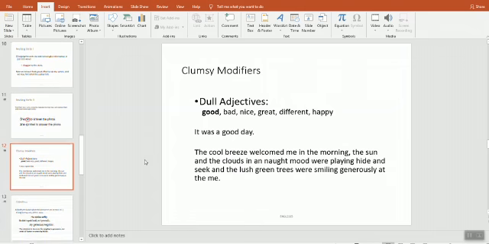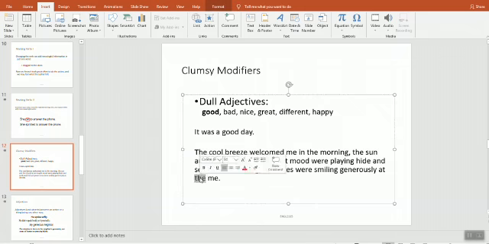And then, don't use dull adjectives. It is very common to say that it was a good day. Now, what's good about that day? Please describe. Please tell us what good thing it actually had. So we could probably say: the cool breeze welcomed me in the morning. The sun and the clouds, in a naughty mood, were playing hide and seek, and the lush green trees were smiling generously at me. Now it is actually telling me that this is something which made my day good.